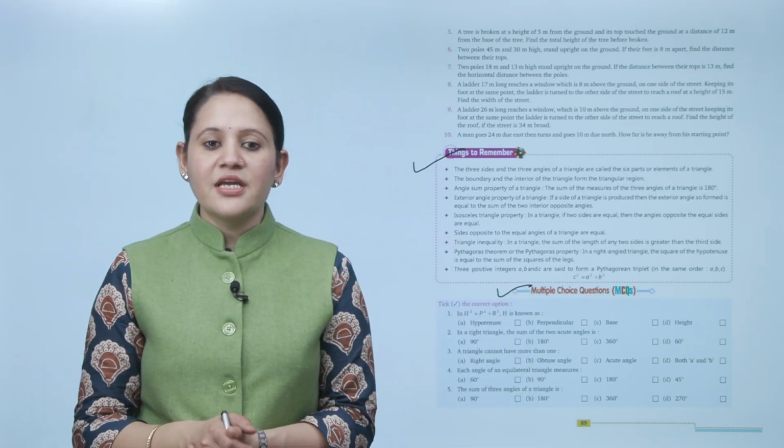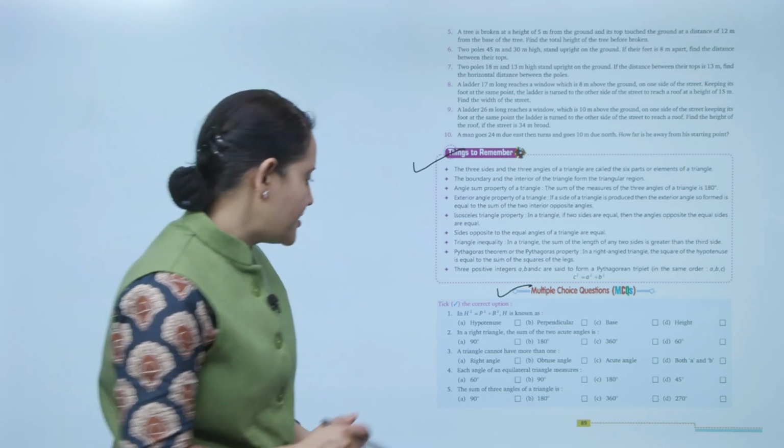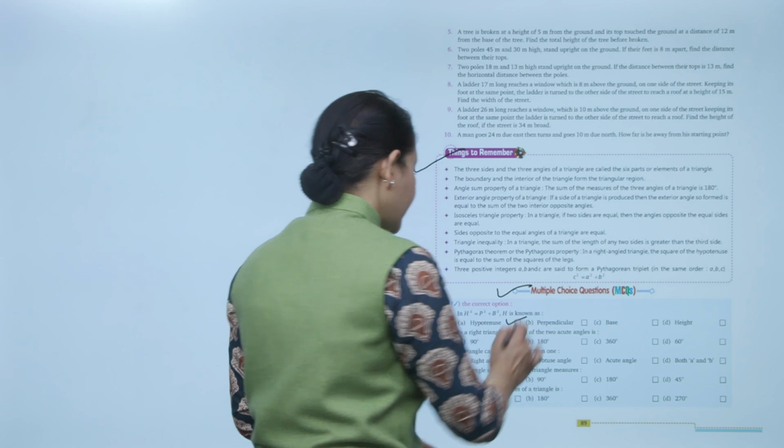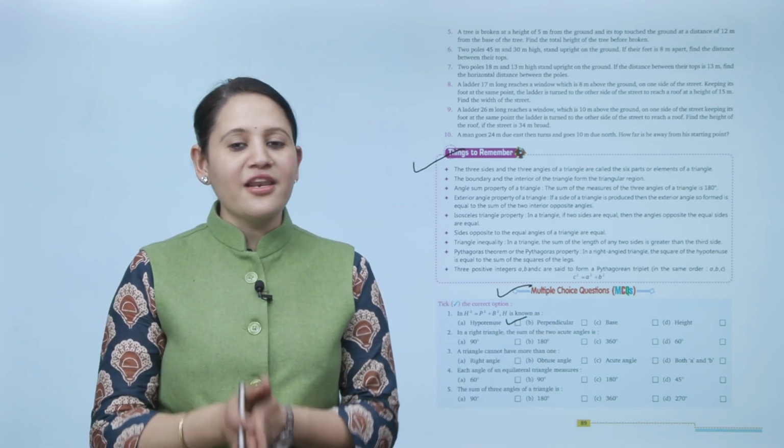Choose the correct option. In h square equals p square plus b square, h is known as the hypotenuse. So A is the correct option. So here we end the chapter. I hope you understand it well. Now you have to practice it.